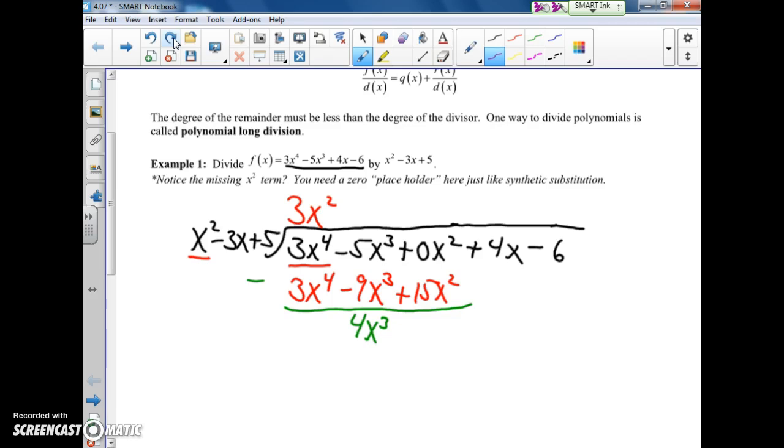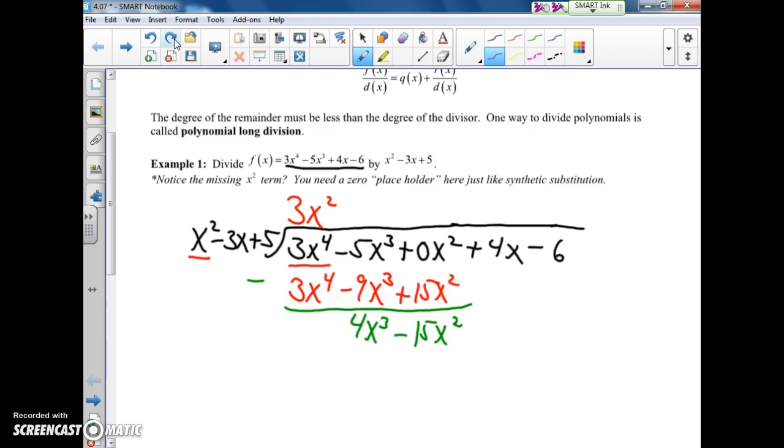The next one. 0x squared minus 15x squared is how much? Negative 15x squared. That's right. Everybody understanding so far?